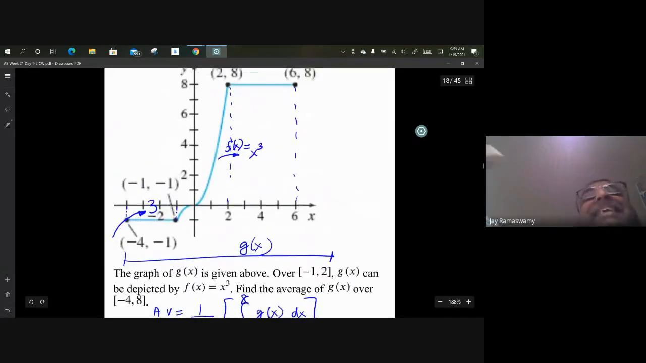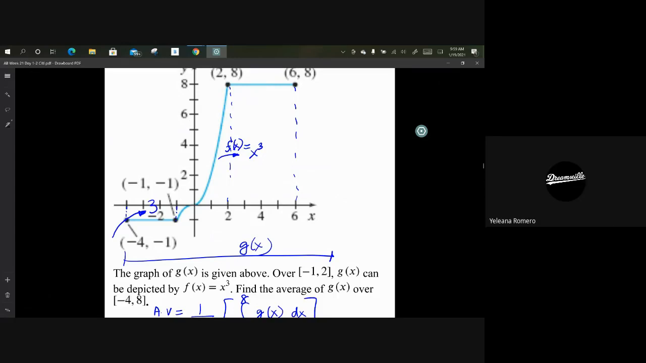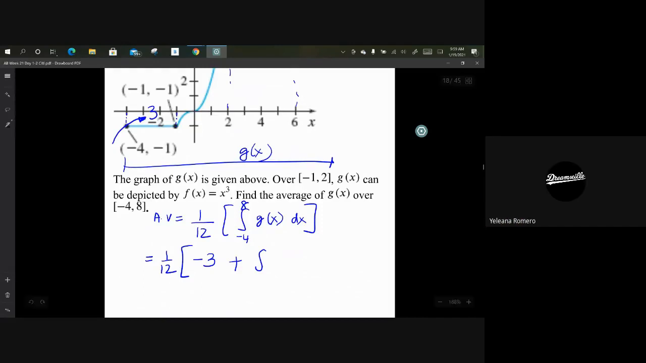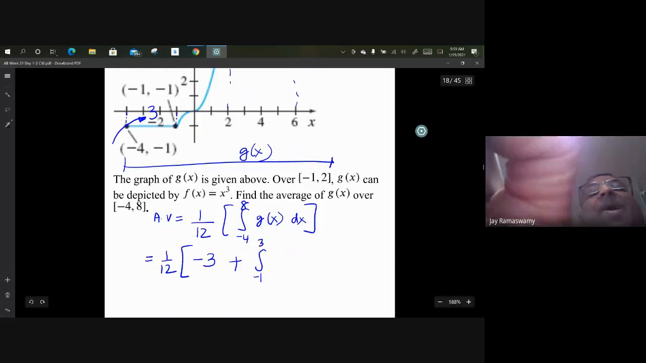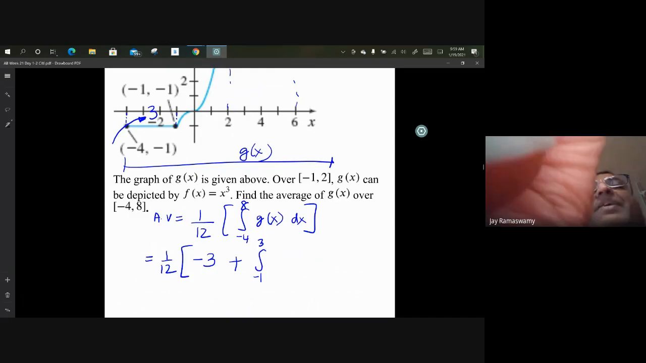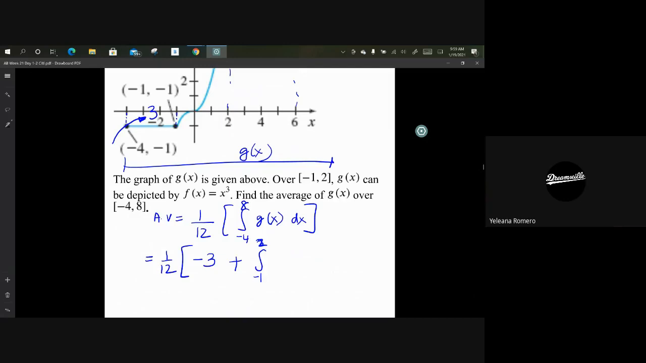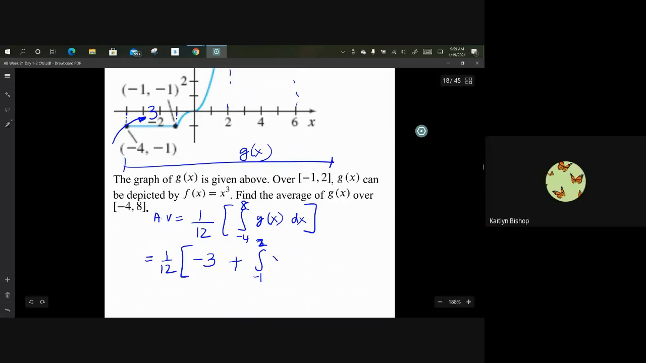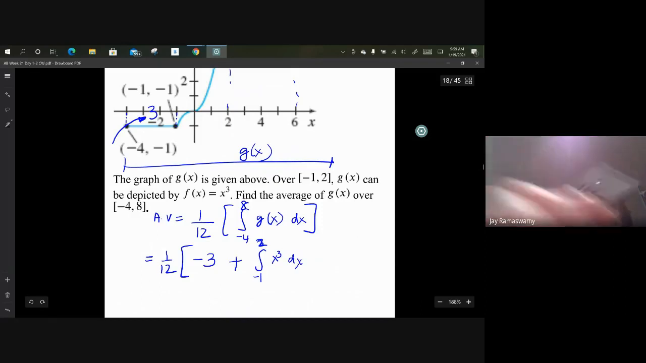Okay, now I need the area from -1 to 2. So smart kids, what should I just do? The integral. So I just need to find the integral from -1 to 2, sorry, -1 to 2, of which function? What is that function given to me? F of x, which is x cubed. Everybody okay there?